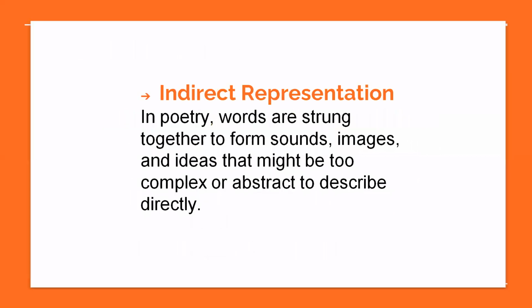Next, let's see another one. So it's a kind of indirect representation. Poetry is about indirect representation. In poetry, words are strung together to form sounds, images, and ideas that might be too complex or abstract to describe directly. So poetry is a kind of medium, you can say. So we use sounds, images, and ideas put together to make the reader understand the complex and abstract ideas, what our feeling is all about. Okay, so we express our inner feeling through words, but words have to be sound sensitive, with images and ideas together. Okay, but if you say it directly, it would be very complex, but poetry does that from a different angle.